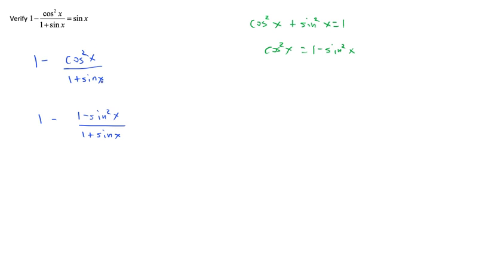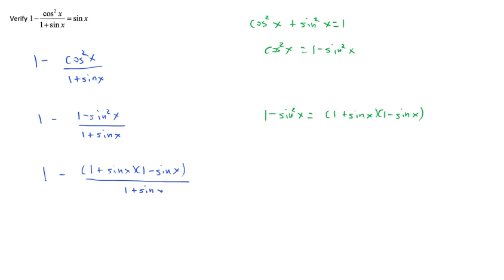Now, you've got to be careful here. Nothing cancels out. The ones don't cancel, and one of these sines doesn't cancel out with one of the sine squares here. That's just bad algebra. But we do know that 1 minus sine squared of x is a difference of two squares. We can actually factor this into 1 plus sine of x times 1 minus sine of x. Let's go ahead and do that. Let's replace the 1 minus sine squared with 1 plus sine of x times 1 minus sine of x. And on the denominator, that doesn't change. We still have 1 plus sine of x.